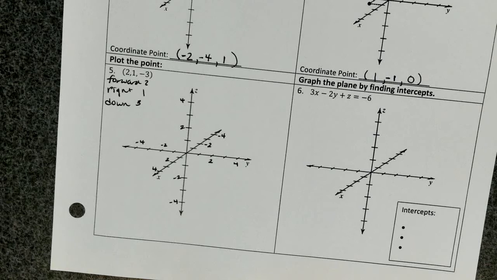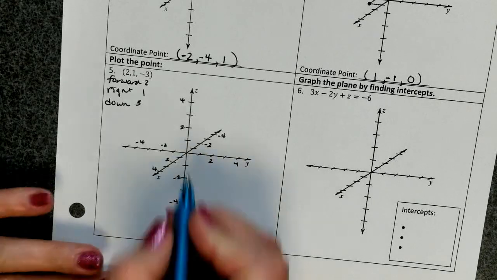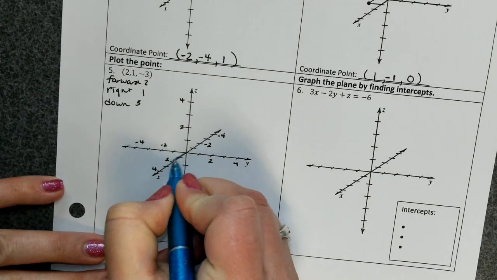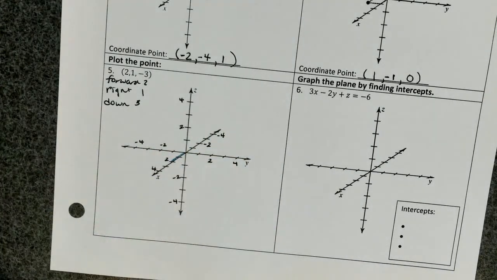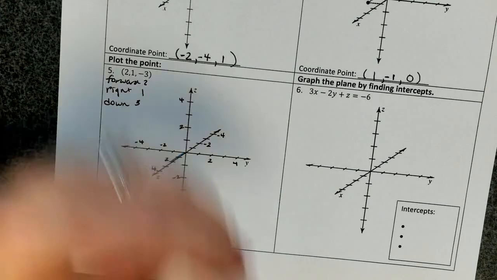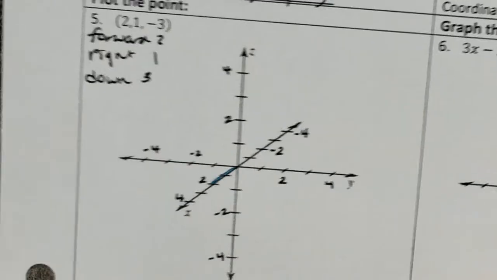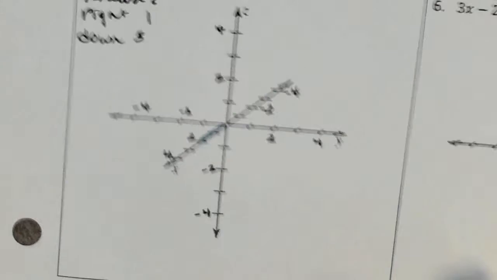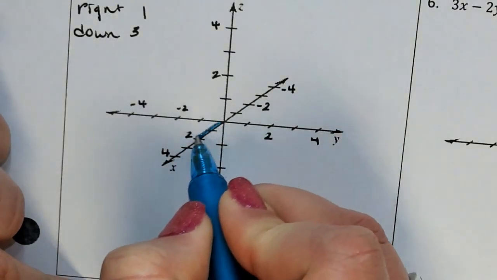Alright, so now that I have my scales on there, I'm ready to actually make this point. To get to this point, though, I'm going to have to draw the box. So I'm going to come forward 2. That's how far forward my box goes. Okay, let me see if I can zoom in so you can see it a little better. Okay, so I came forward 2.